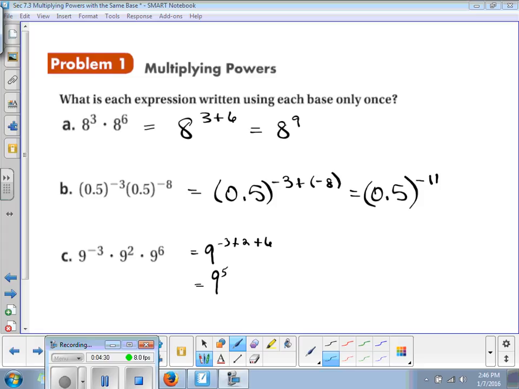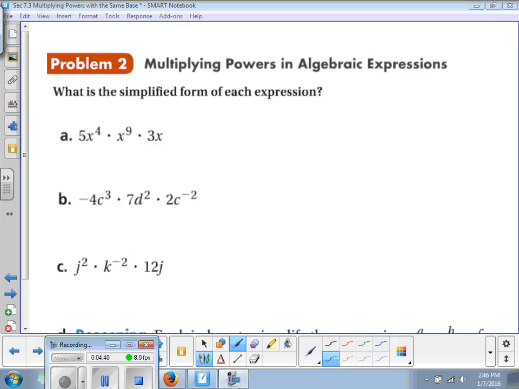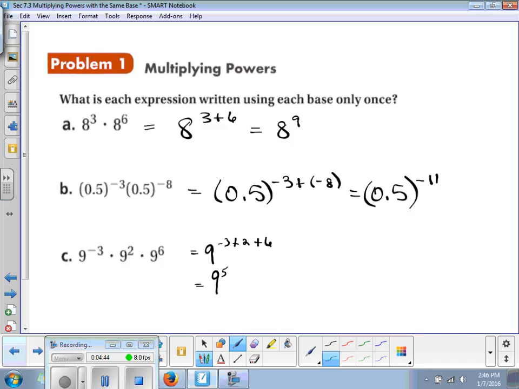We've got 9 to the negative 3 plus 2 plus 6. Okay, so you just add all of the exponents and then you get 9 to the 5th power. All right, very good. Oh, by the way, for letter B, if they say simplify, would that be simplified, letter B? Why would that not be simplified? No. The exponent is negative, right? So then you would have to flip it. Very good, very good.